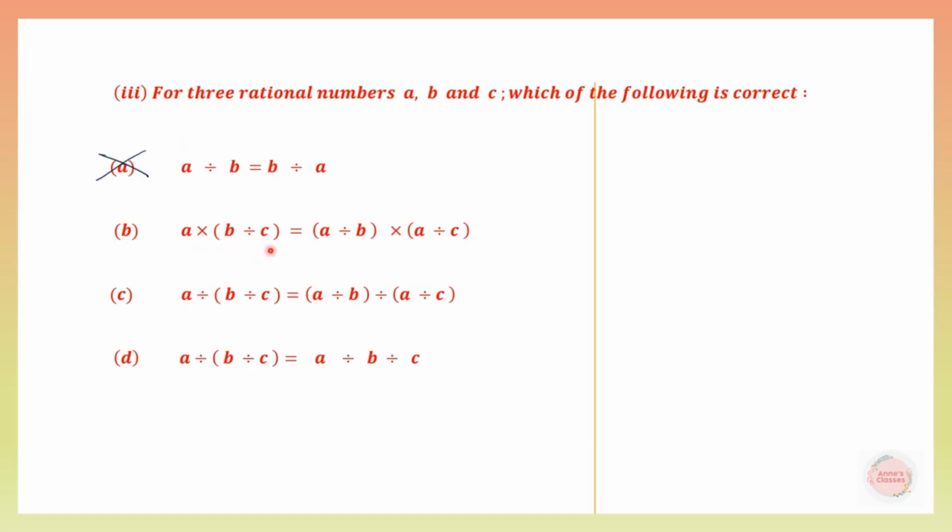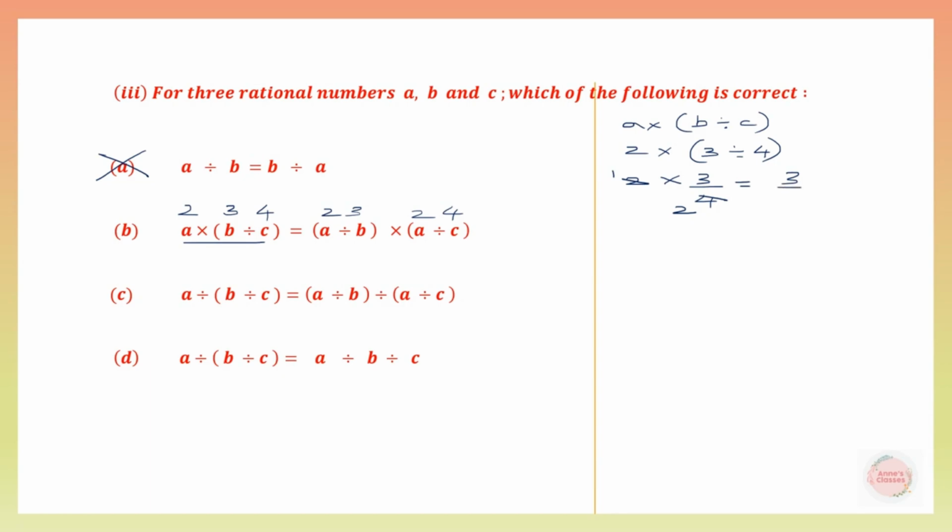Option B, a into b divided by c is equal to a divided by b into a divided by c. This is what it says, but let's substitute and see. So let a be 2. So wherever we have a, let's write 2. B, let it be 3, and c, let it be 4. Now let's work out this. A into b divided by c. So a is 2 into 3 divided by 4. This is 2 into 3 by 4. Let's cancel and see what we get. Here we have 2 and here we have 4. 2 ones are 2, 2 twos are 4. So 1 into 3 is 3, 3 by 2.